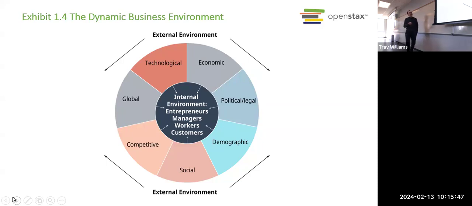Let's look at those. The economy. Economies go up and down. And that can influence businesses by either creating opportunities or creating challenges. The political and legal environment. Laws get passed all the time that sometimes help businesses or hurt businesses. Countries can go to war, for example. That hurts most businesses, helps others.